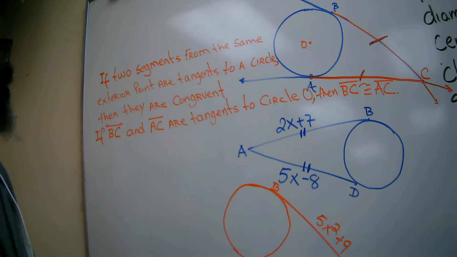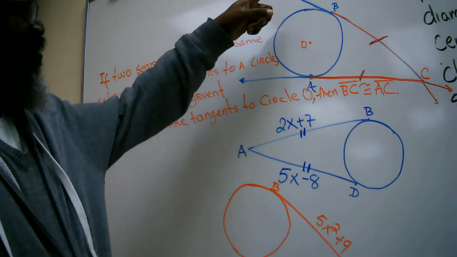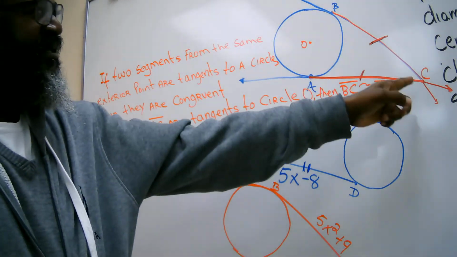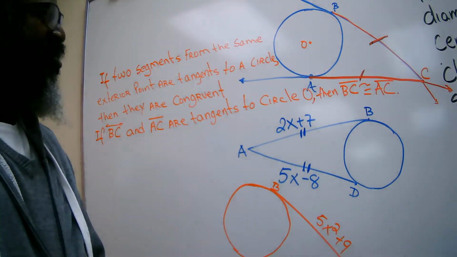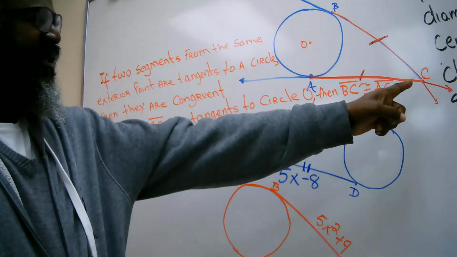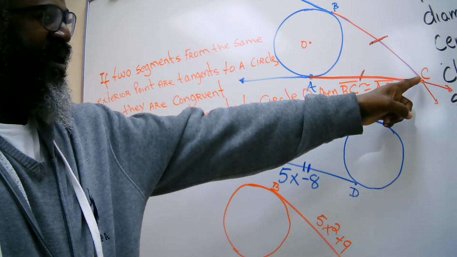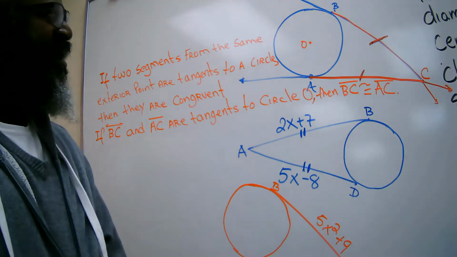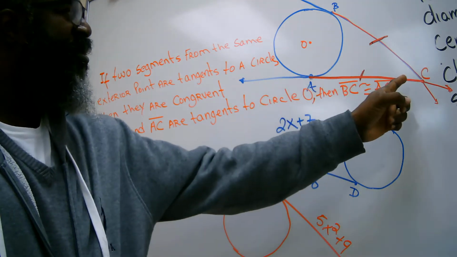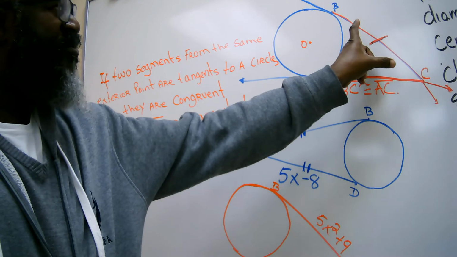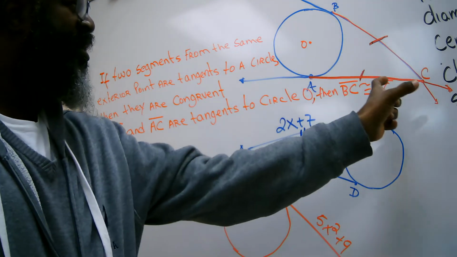So we have a theorem that's saying that if two segments from the same exterior point are tangent to a circle, then they are congruent. In other words, you have tangent line BC. Line BC is tangent to circle O, and we have line AC also tangent to circle O. If those two tangents intersect at an exterior point, exterior means outside of the circle, BC will have the same length as AC. They will be congruent. Whatever the expression that you have for BC, you have to equate it to AC.